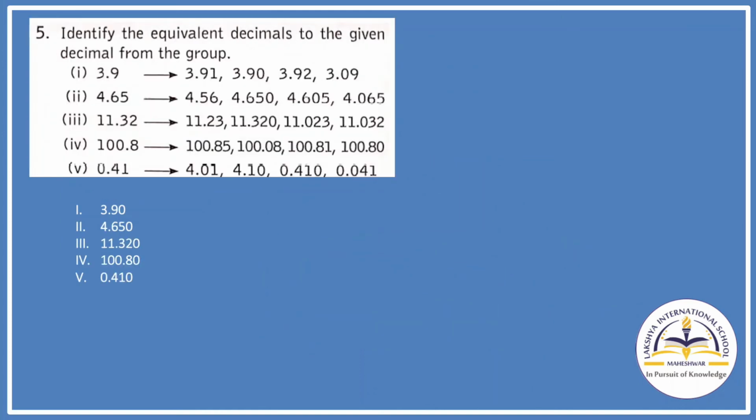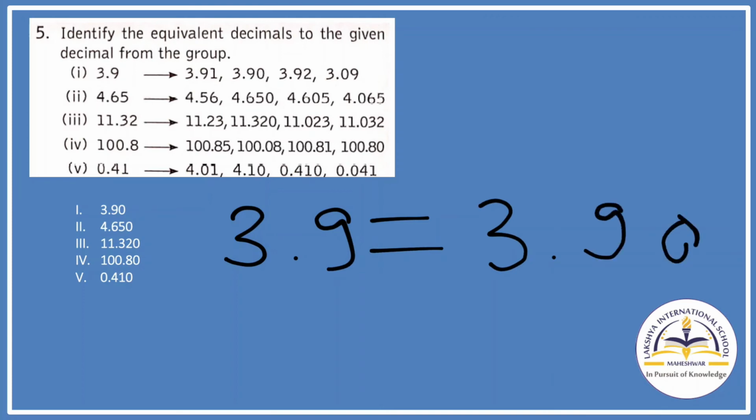Now question number 5, identify the equivalent decimal to the given decimal from the group. Now the first one is 3.9. So what will be the 3.9 equivalent decimal? That is 3.90, simply as we saw in our previous question. So this one will be the answer. Now 4.65 means 4.650, then 11.32, then 11.320, then 100.8. It means 100.80. This will be the answer. Then 0.41. Answer will be 0.410. This will be the answer.